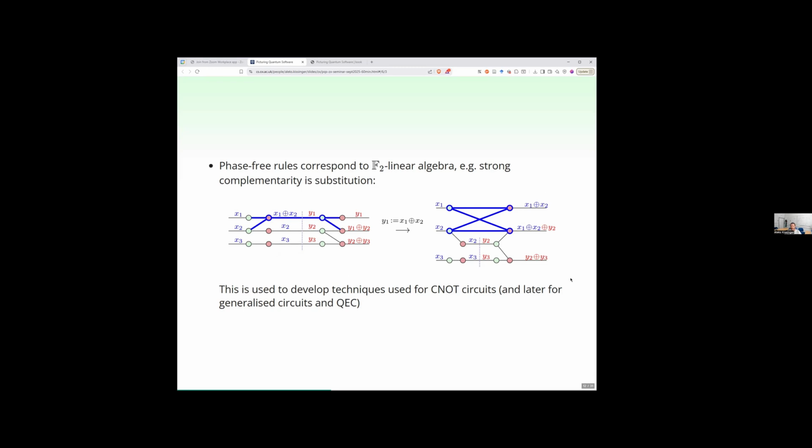Lots of things that you would do in linear algebra have this kind of flavor. You can think about graphical versions of doing Gaussian elimination, of changing the set of spanning vectors for a subspace, computing, say, the orthogonal complement of a subspace. All of these things are quite relevant, and they have applications when thinking about CNOT circuits, and also thinking about error correcting codes.